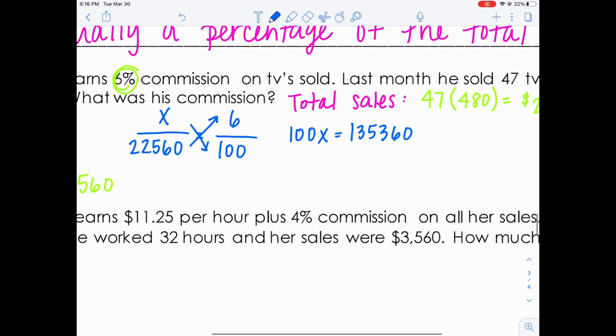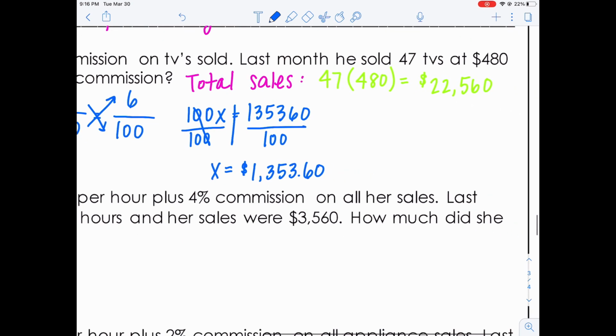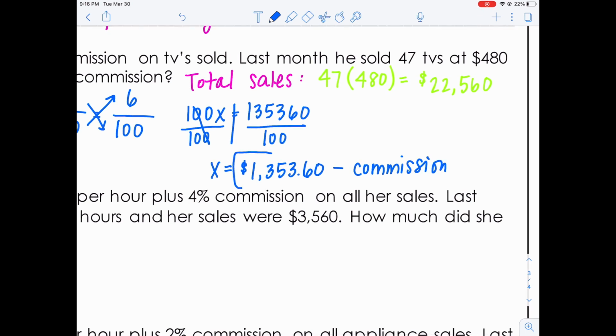Now to finish solving, I'm going to divide both sides by 100. When I divide both sides by 100, I get X equals 1,353.60. So that means his commission for selling those 47 TVs is $1,353.60. Now, if it just asks for the commission, you can stop there.